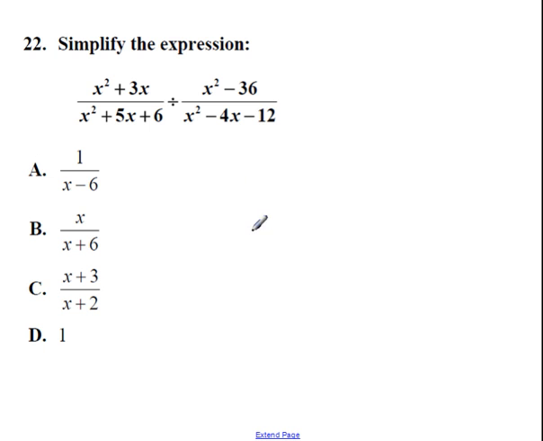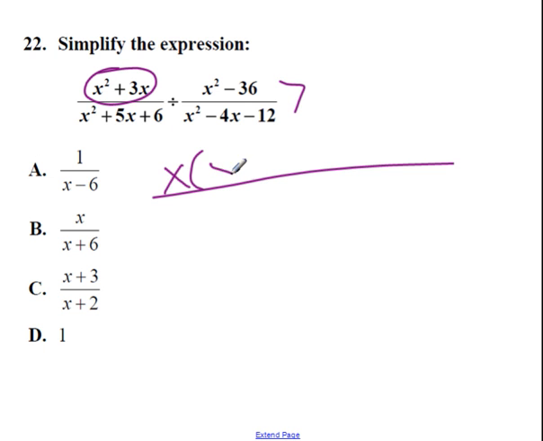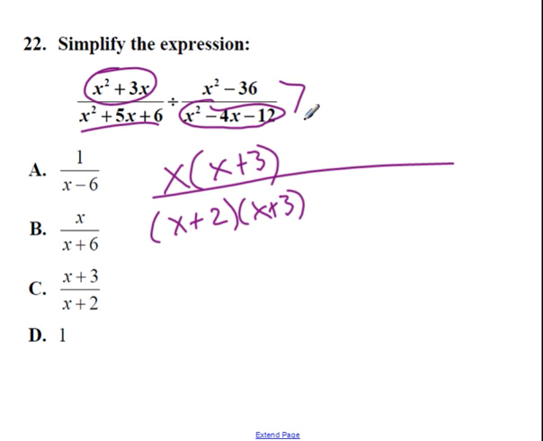22. Oh, goodness. Alright, division means these two are going to flip over. So let's factor this guy first. He's got an x to give us x plus 3. This guy here, what multiplies to 6 and adds up to 5 is going to be x plus 2 times x plus 3. So now I'm going to factor this guy here.